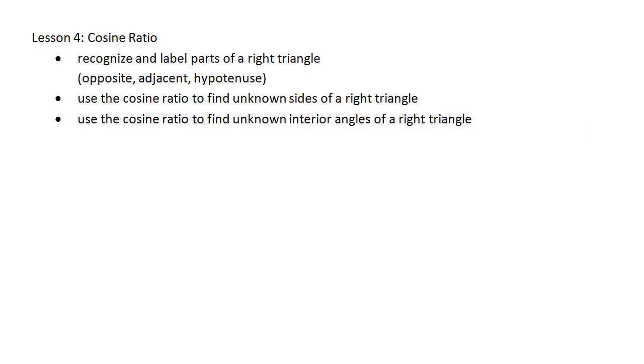In Lesson 4, we're going to be looking at the cosine ratio. Just like in Lesson 3, you are going to be able to label the parts of a triangle as opposite, adjacent, and hypotenuse. And then we're going to use the cosine ratio to find the unknown side lengths as well as angles inside of a right triangle.